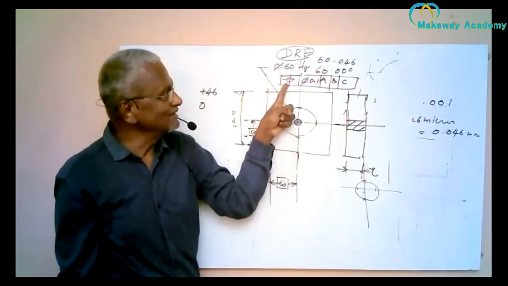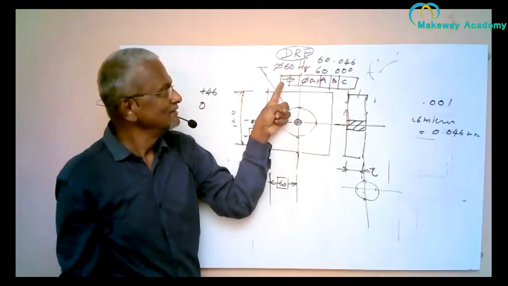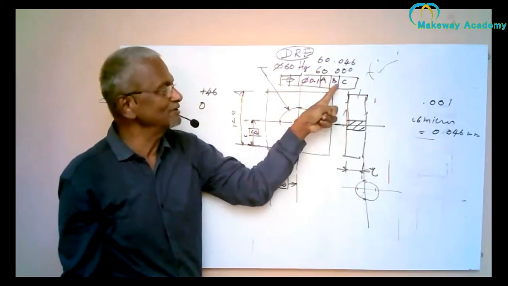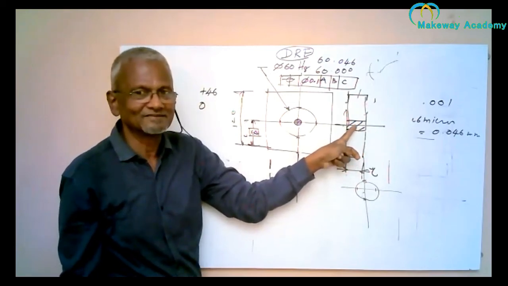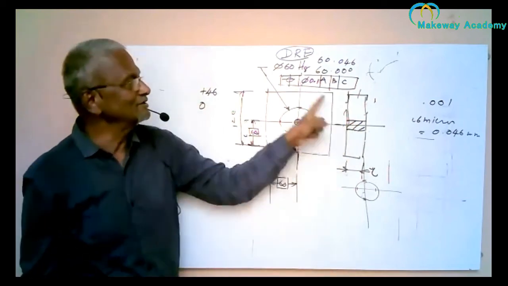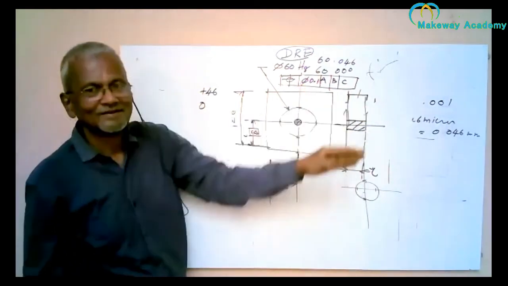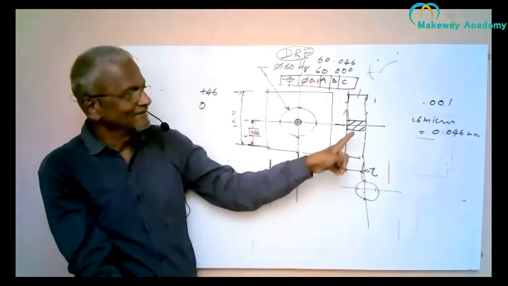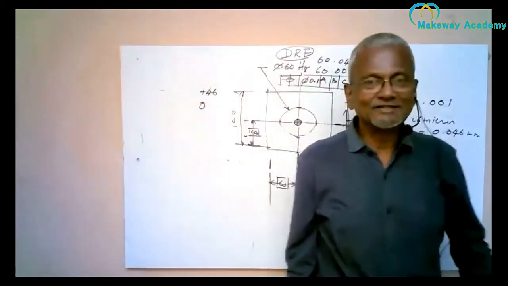The hole is positioned, this is the position symbol, to a cylindrical tolerance zone of 0.1 mm with respect to datum A, B, and C. So the axis of the hole must lie within this tolerance zone. The tolerance zone diameter is 0.1. So it can shift. The orientation can also vary. It need not be perpendicular. This axis need not be perpendicular to this surface. Okay, now we are through with this.